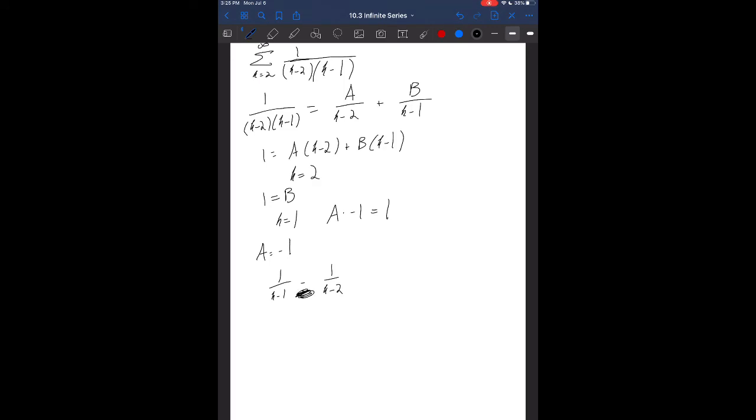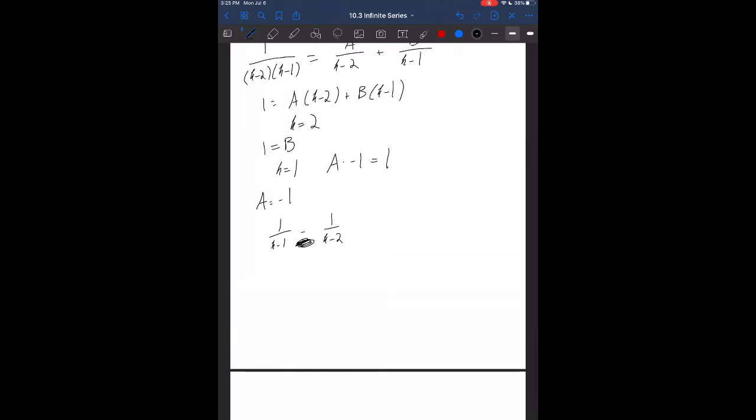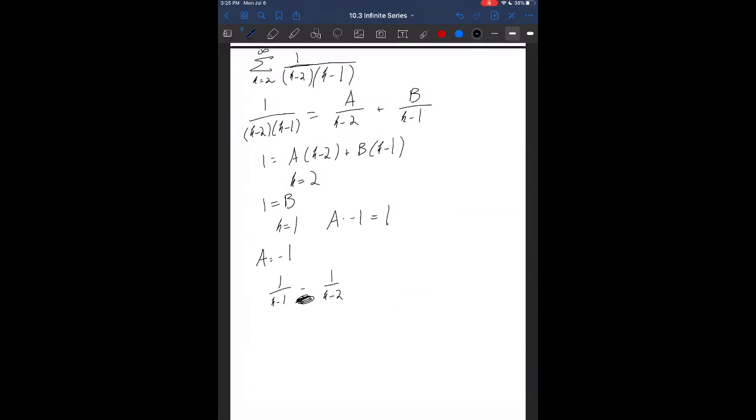k minus 2. Because after we do the partial fraction decomposition right here, we are left with this subtraction, and one term might cancel with the next one because the bottoms are so close to each other. It's a good idea to at least write out the series and see if you can use telescoping series techniques on it.